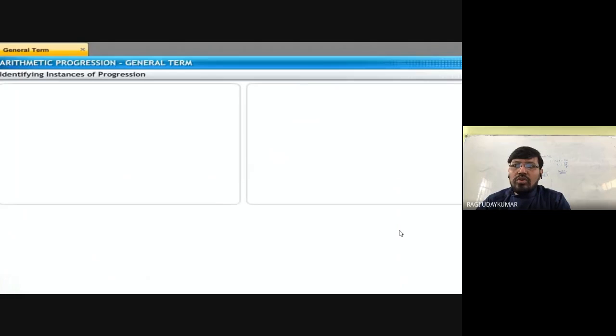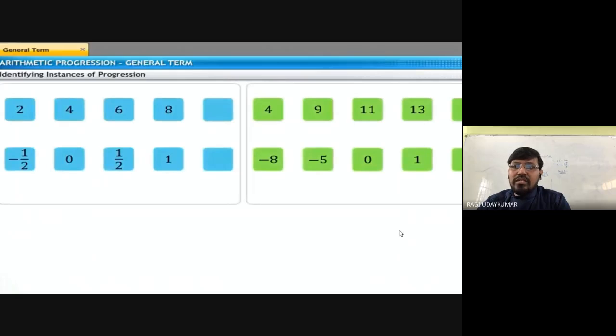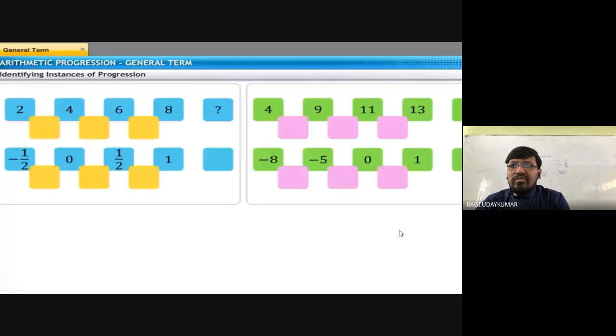Okay. So whenever some progressions are given, some list of numbers are given, 2, 4, 6, 8, what will be the next term in that pattern? You can say, what will be in the place of the question mark?